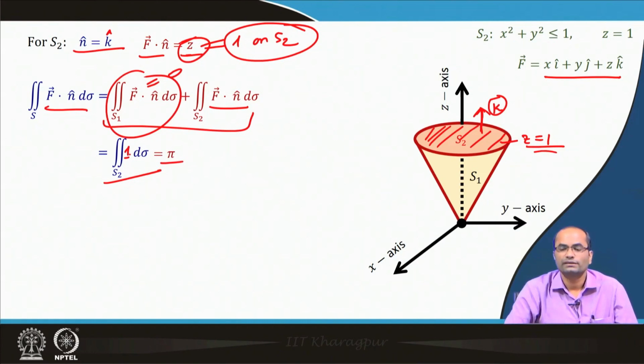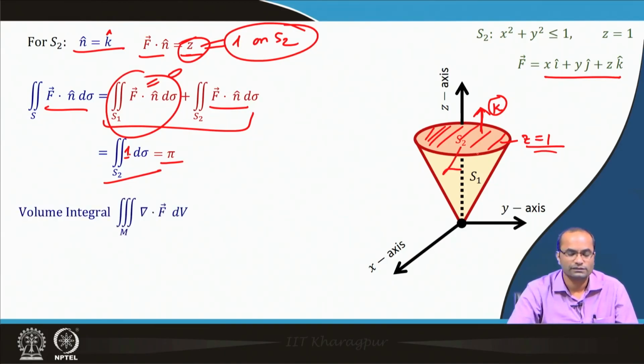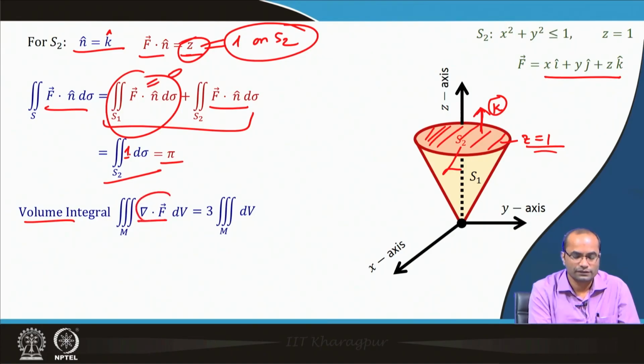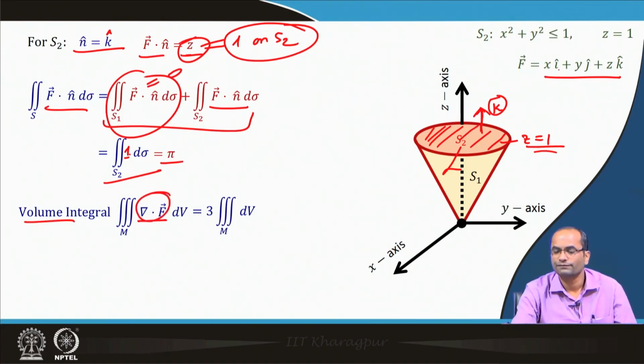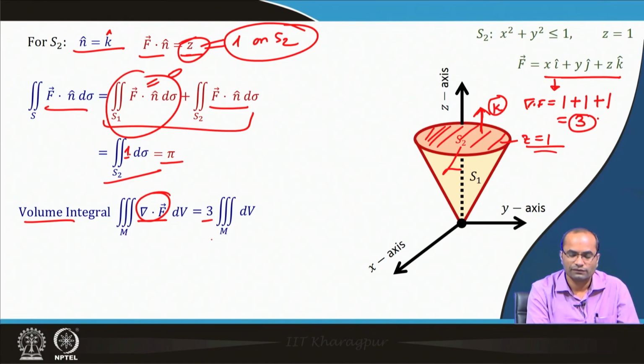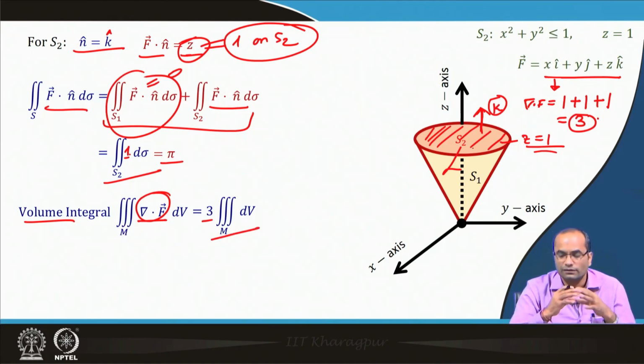Now, we will compute the other integral, which is over the whole volume given in this figure. For the volume integral we need to compute the divergence of f. Since f is given here, the divergence of f is the partial derivative of x with respect to x, which is 1, and similarly 1 for y and for z. So, that is 3 there. And then we need the volume enclosed by this surface.